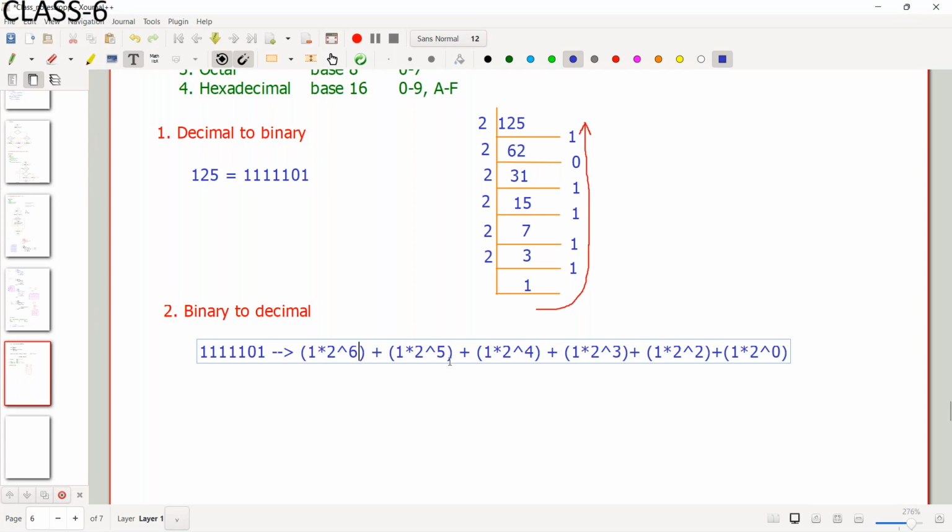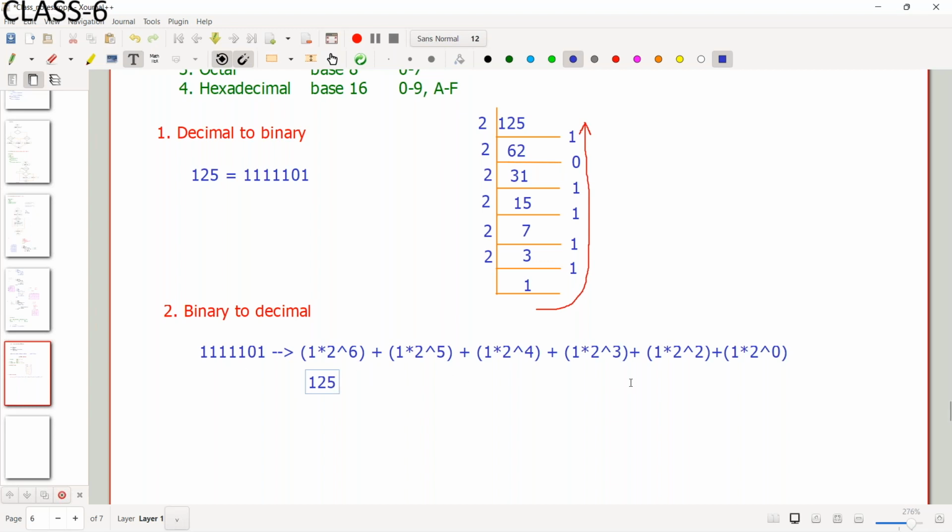So that is 2 power 6 plus 2 power 5 plus 2 power 4 plus 2 power 3 plus 2 power 2 plus 2 power 0. What will you get as the answer here? Second from last, 2 power 1? No, the bit at 2 power 1 is actually 0, so I'm not writing it. Even if you write it, it will be 0, and adding 0 is the same. When you add this up, you get back 125 in decimal.